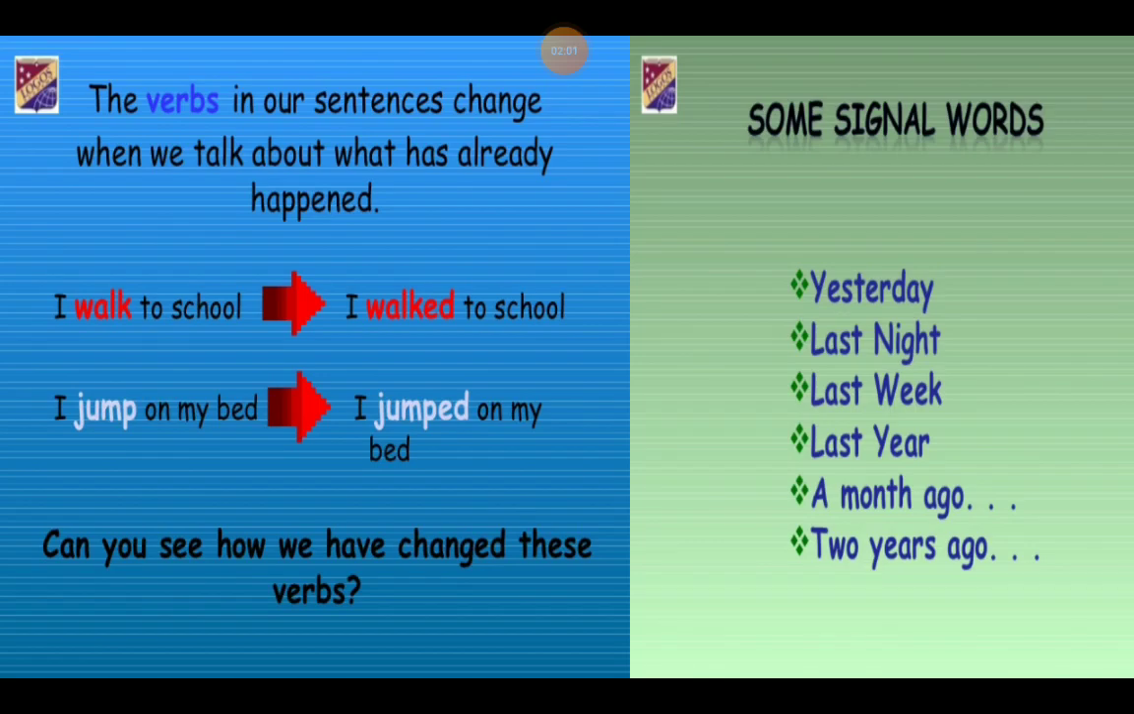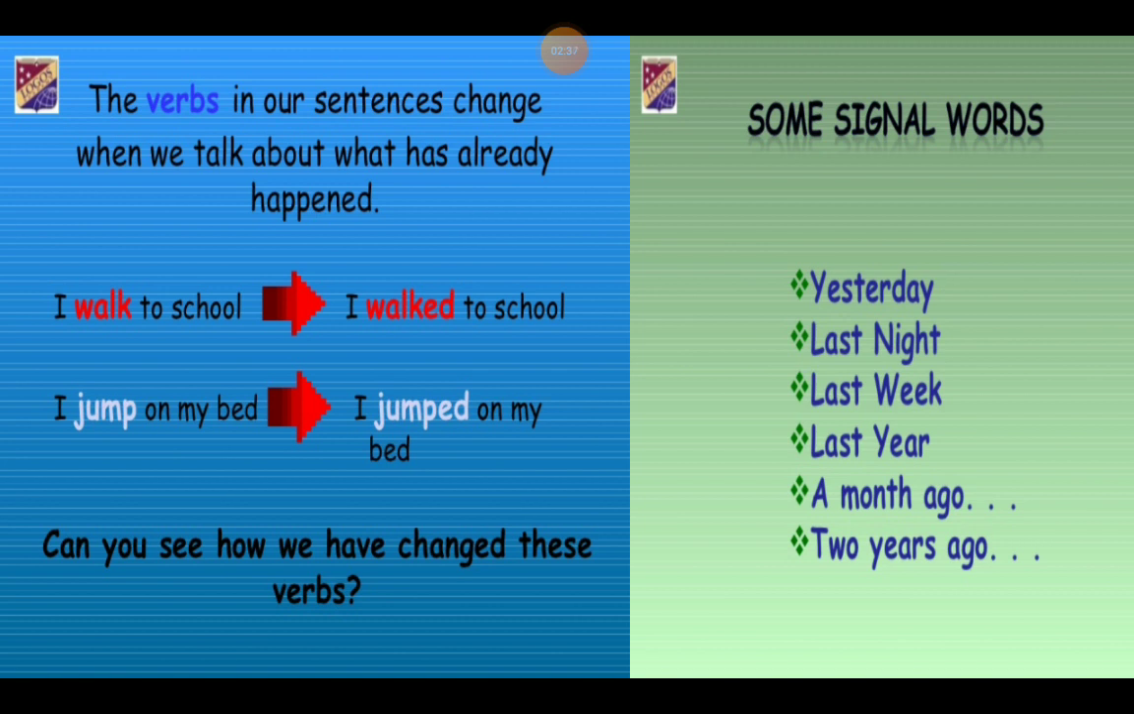Look at these two sentences. I walk to school, I jump on my bed. While changing these two sentences into past tense, note down here, the main verb will get changed. The main verb should be changed into V2 form with the addition of ed. I walked to school, I jumped on my bed. Hope you can understand the changes here. The V2 form of these two verbs will get changed with the addition of ed.